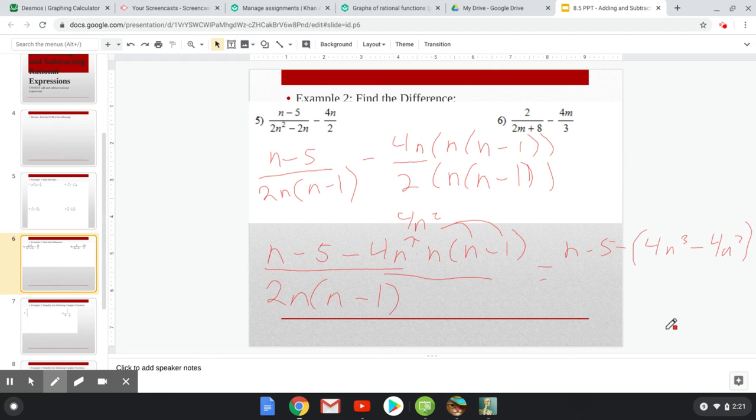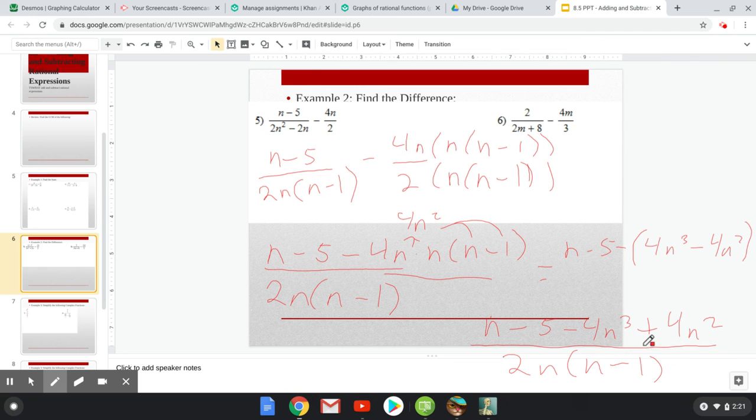So I'm going to have n minus 5 minus 4n cubed plus 4n squared, all over 2n minus 1. Okay, so we have to be very careful that we don't forget to distribute that negative, because otherwise our signs will be wrong, and then the question will be wrong, and that will be very sad.